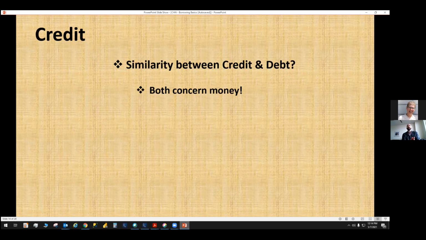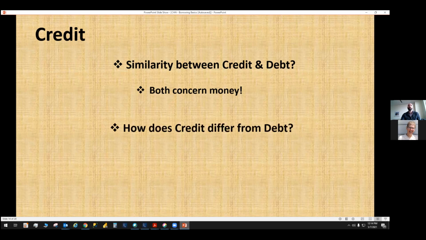Credit is... we're now going to talk about the similarity between credit and debt. Both concern money, and that's true. Debt is the money you owe a business, for the money that you borrowed. Credit is what the business extends to you. From the business side, they are extending you credit. On a credit card, you have a $1,000 credit limit. They've given you $1,000 of credit. That is different than your credit score, which is more like your personal financial history, and we'll talk about that here in a moment.